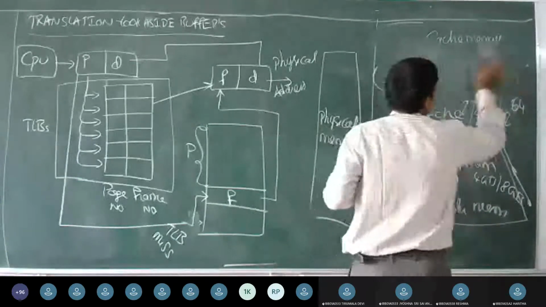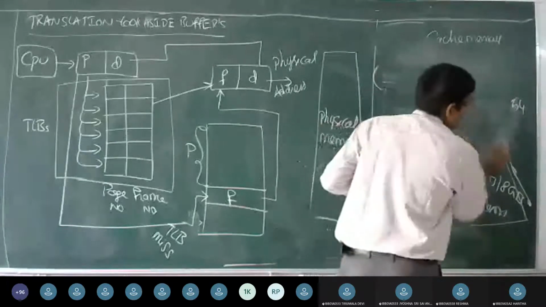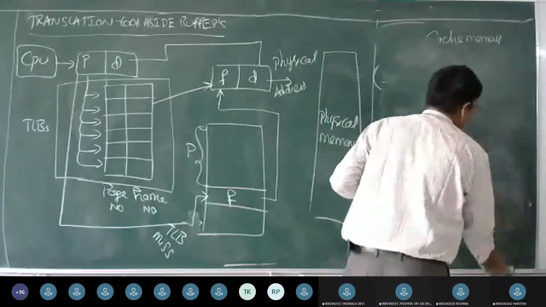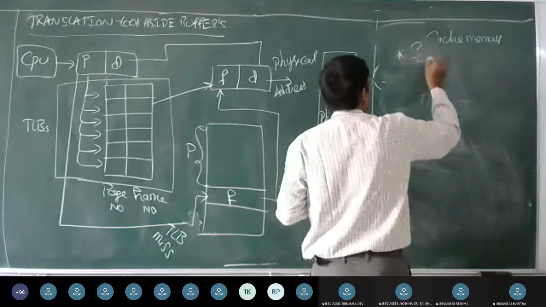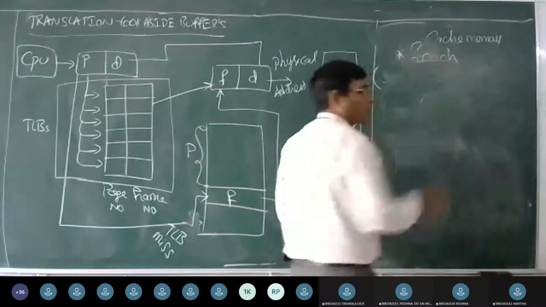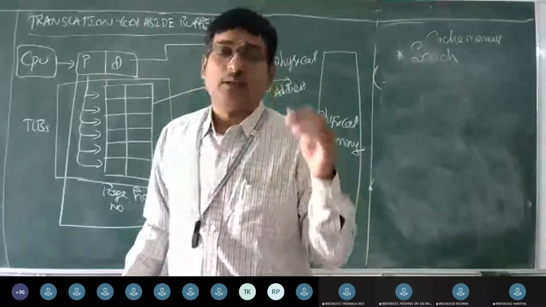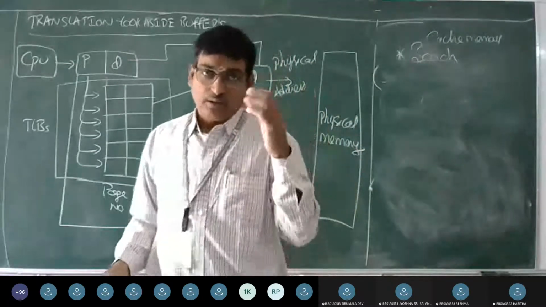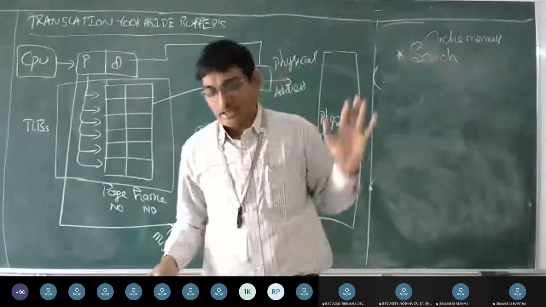Now, why are we going to use a cache? The cache content is going to be searched, and that search is very fast, maybe a nanosecond search. So to do a search, we are going to use this cache.